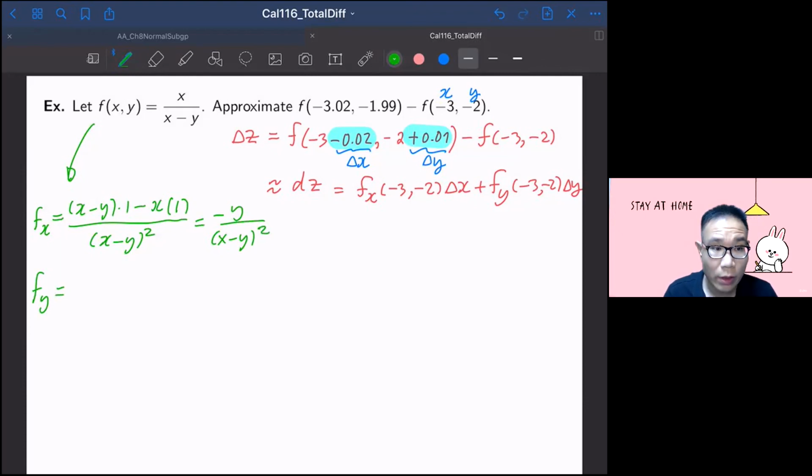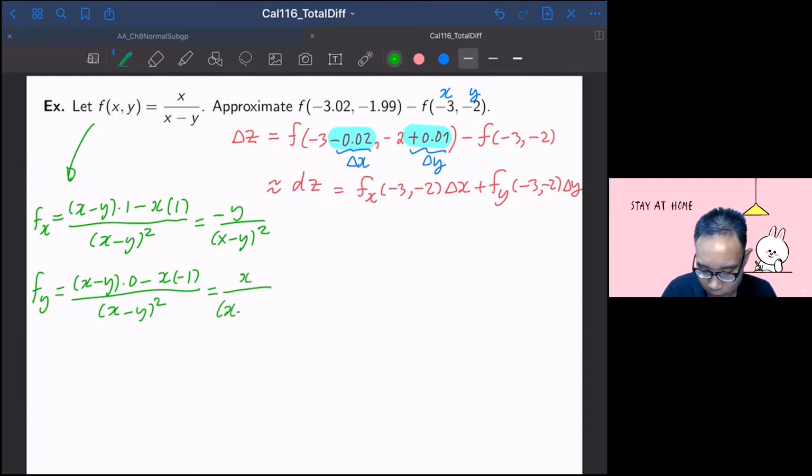And fy turned out to be, so you see that for fy, again, you can use the quotient rule or you don't have to. Let's use the quotient rule. So you have x minus y times 0 minus the bottom derivative of the top, so it's going to be negative 1 over (x minus y) squared. So this will turn out to be x over (x minus y) squared. This will be your fy, and you need the partial derivative with respect to x at (-3, -2), and the partial derivative with respect to y at (-3, -2).